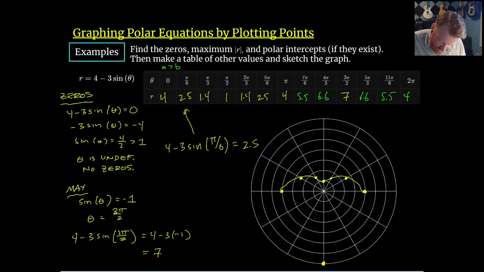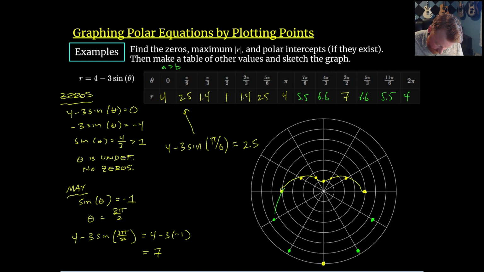So what do we have here? 7 pi over 6, we're going to be at 5.5. So 1, 2, 3, 4, 5.5 is around there. At 4 pi over 3, we're at 6.6, which is around there. We have some symmetry on the other side at 5 pi over 3. Oh, 6.6 is a little bit farther. 11 pi over 6 is going to be at 5.5, which is there. And then we're back at 4.